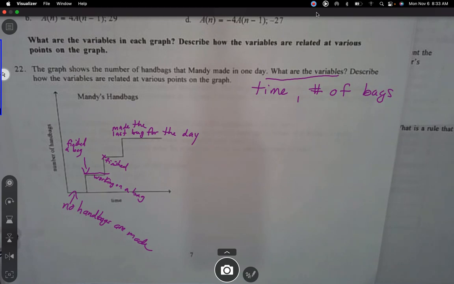Do y'all kind of understand that? And if you wanted to write a little paragraph, you could. She worked on a handbag, finished it. Worked on another handbag, finished it. Worked on the last handbag and finished it. She was done for the day. If I had a little paragraph, that might be how I would write it. Are we good with that one? Yeah? So to me, a little paragraph made them easier. So you write your variables and just explain what's on the graph.